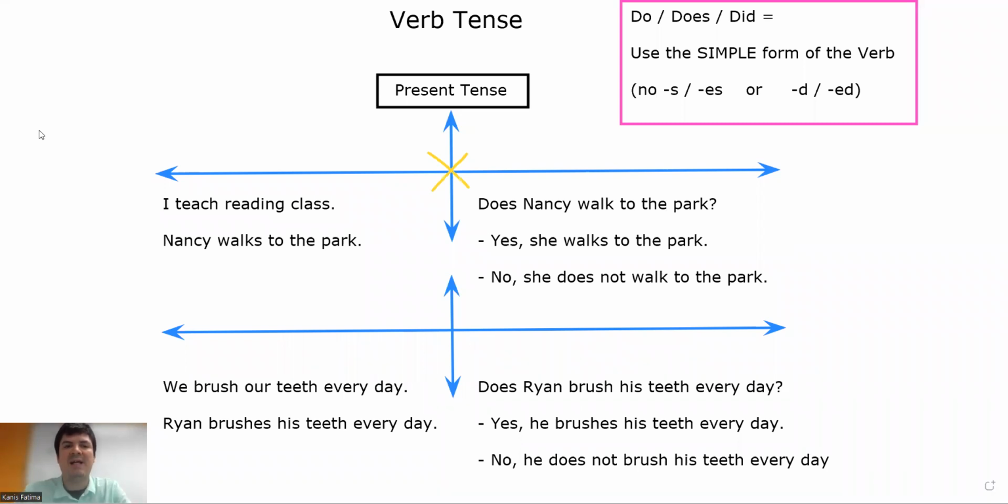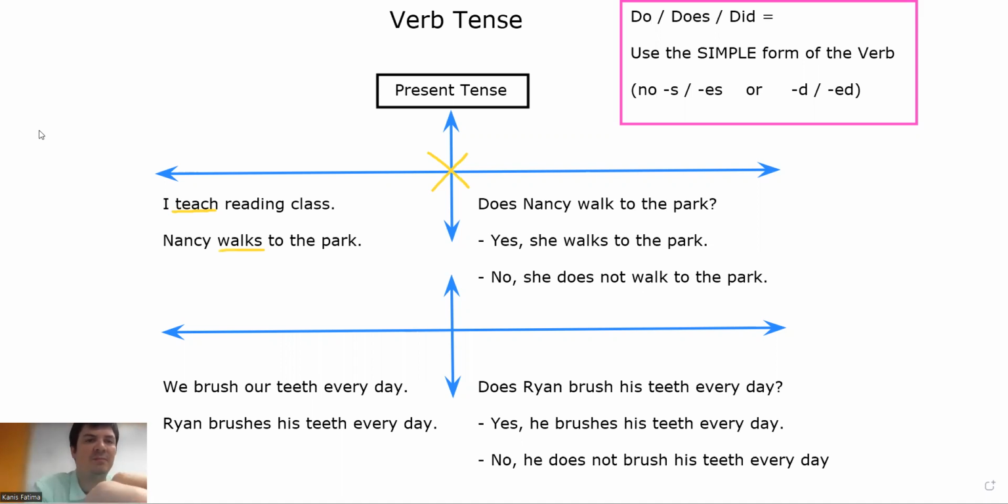For example, I teach reading class. Or Nancy walks to the park. These events happen right now. Now, when we use do, does, or did, if we use the three helping verbs, do, does, did, we always follow with the simple form of the verb. That means we don't add s, es, and we don't add d or ed.